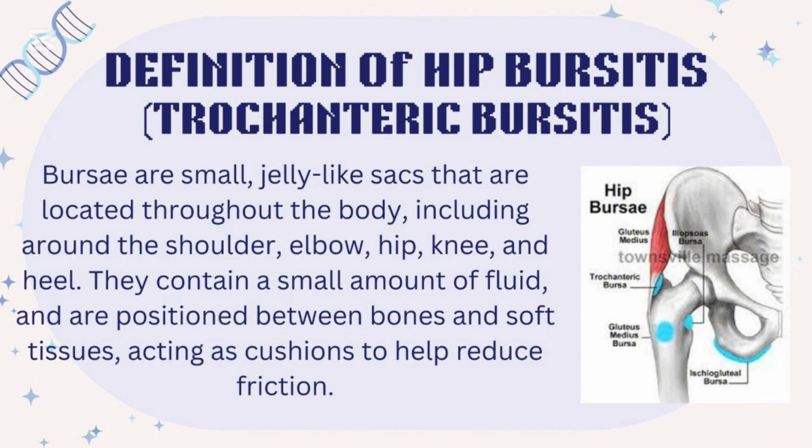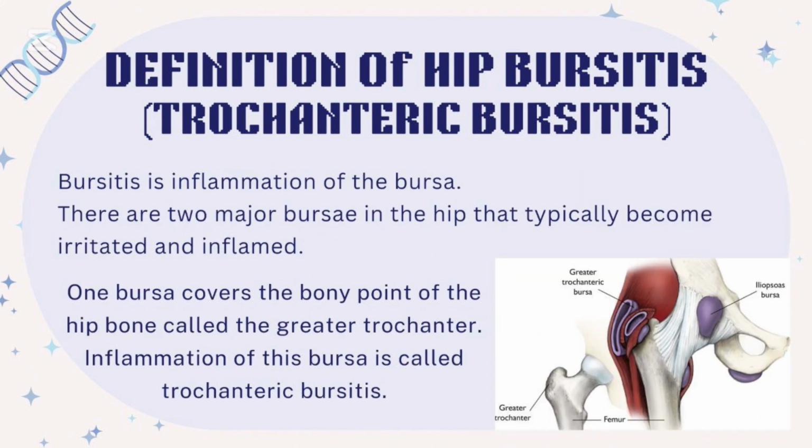Bursae are small jelly-like sacs that are located throughout the body, including around the shoulder, elbow, hip and knee. They contain a small amount of fluid and are positioned between bone and soft tissue, acting as cushion to help reduce friction. Bursitis is inflammation of the bursa. There are two major bursae in the hip that typically become irritated and inflamed. One bursa covers the bony point of the hip bone called the greater trochanter. Inflammation of this bursa is called trochanteric bursitis.